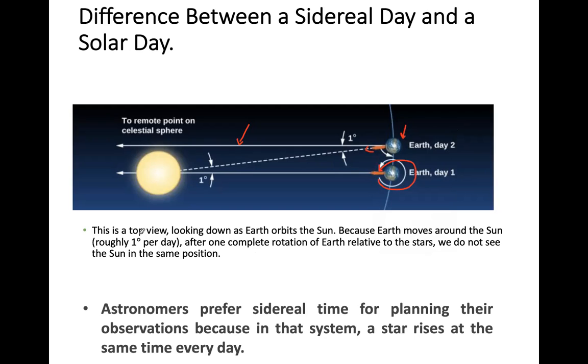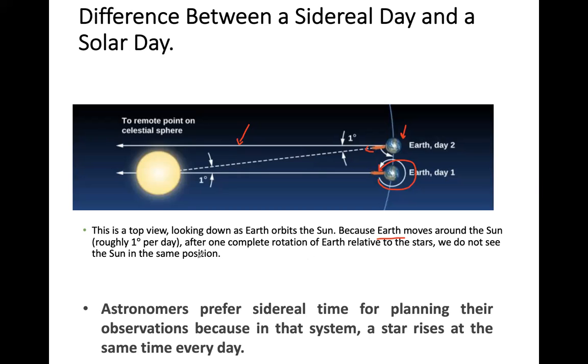Because the earth moves around the sun, after one complete rotation of earth relative to the stars, we do not see the sun in the same position because now we have moved a little bit, right? So you have to angle a bit more to make that circle, right? So that's what it means here, and this is called a solar day, which is what we have as 24 hours.